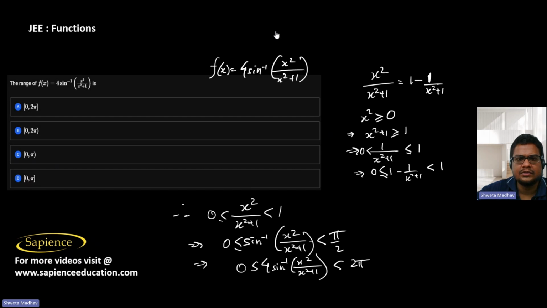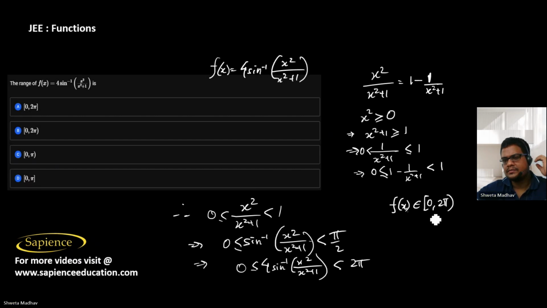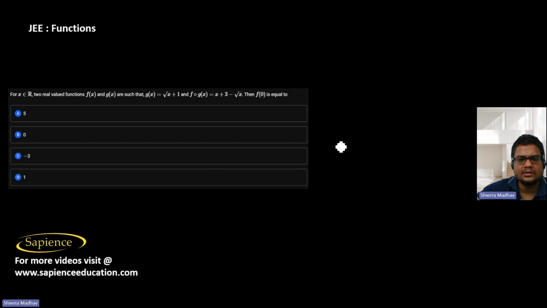So therefore the value of the function f of x belongs to 0 to 2 pi. So option B is the correct answer. Then here it is told, for x belongs to R, two real valued functions f of x and g of x such that g of x equals root x plus 1 and f of g of x is equal to x plus 3 minus root x.